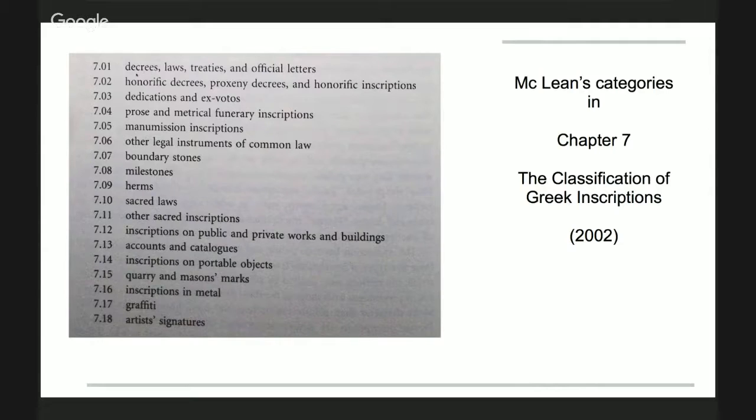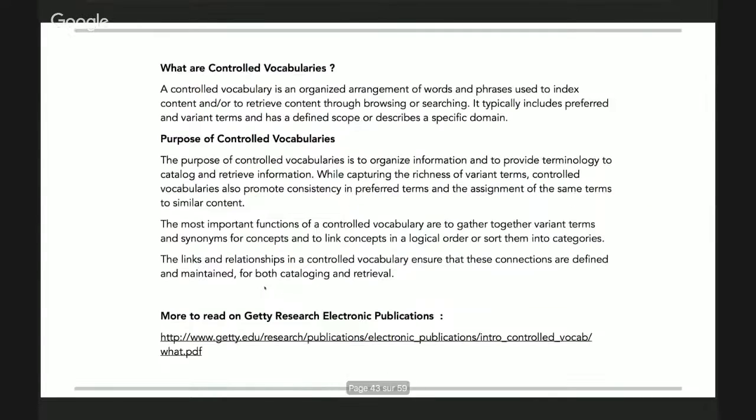You can't put on the same line or at the same level all these categories, let's say sacred laws, and this very annoying category which is other sacred inscription. So what could be used for books and for indexes in books is no more possible now that we are using a machine, and that we have to think about the question of interoperability between our requesters and searchers. So we have to use controlled vocabularies.